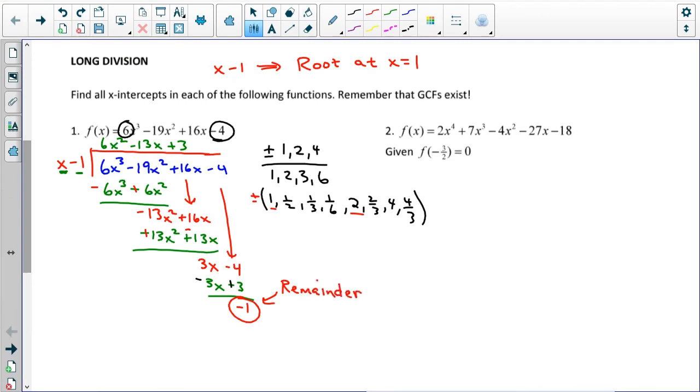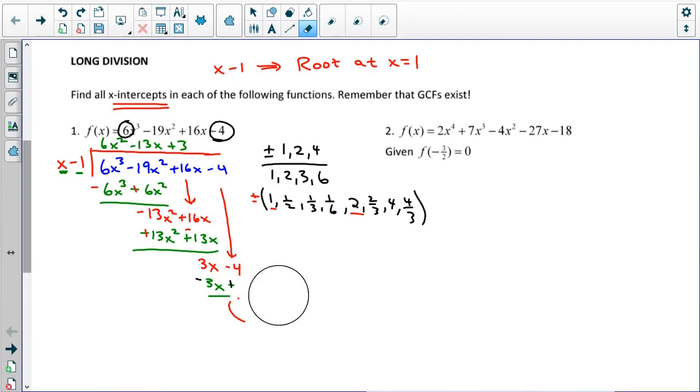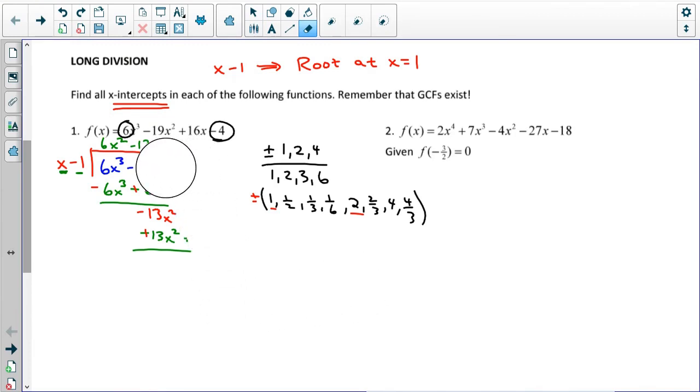Anytime I have a remainder, that means that I do not have an x-intercept. Remainder means I don't have an x-intercept. I want my remainder to be 0. If my remainder is 0, that means it evenly divides it, and that means it is a factor. So that one doesn't work.